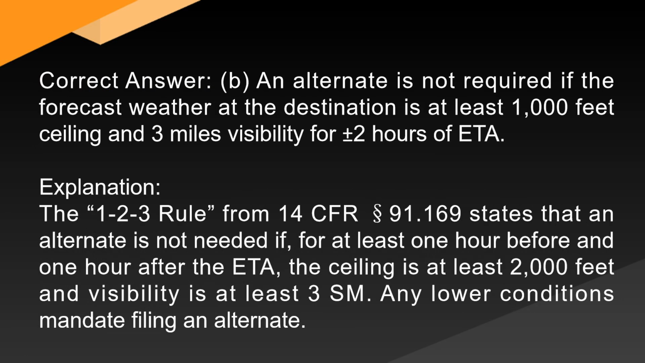Correct answer. B. An alternate is not required if the forecast weather at the destination is at least 1,000 feet ceiling and 3 miles visibility for plus or minus 2 hours of ETA. Explanation. The 123 rule from 14 CFR Section 91.169 states that an alternate is not needed if, for at least 1 hour before and 1 hour after the ETA, the ceiling is at least 2,000 feet and visibility is at least 3 SM. Any lower conditions mandate filing an alternate.